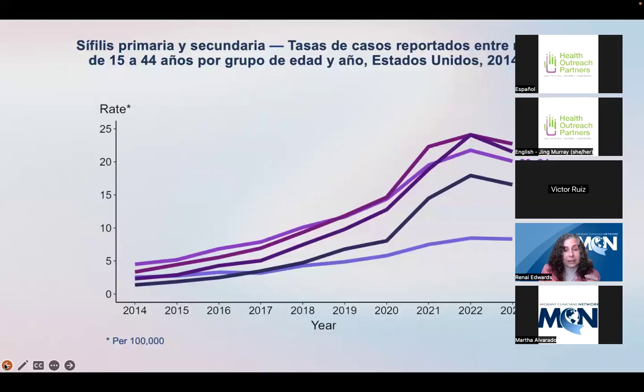So we see here that the highest rates of primary and secondary syphilis are among women of reproductive age. That is when they are most likely to become pregnant, which then creates an increased risk for congenital syphilis. And it has grown, as you can see, much over the past decade. We do see a small decrease, as mentioned earlier, in 2022 to 23, and we hope that by putting more attention on women for testing, to see a continued downward trend in the coming years. Next slide.